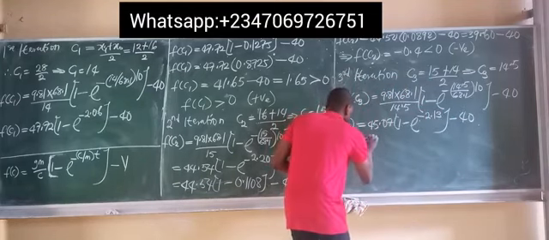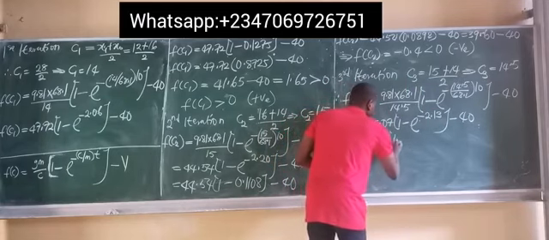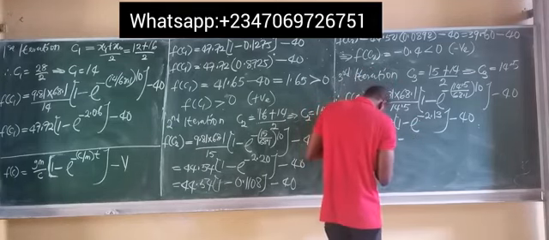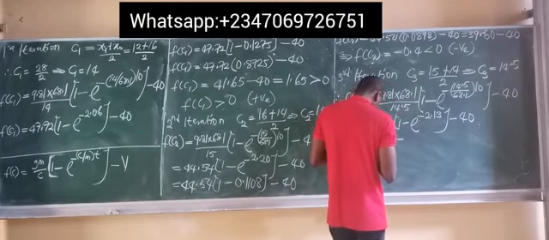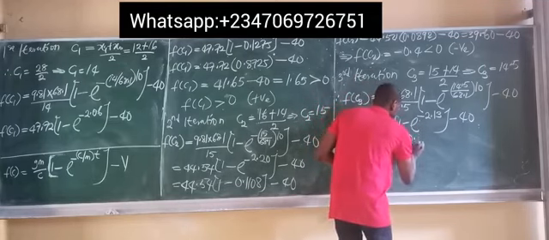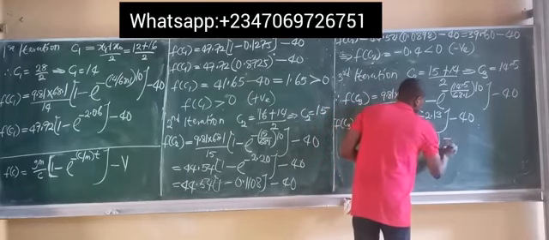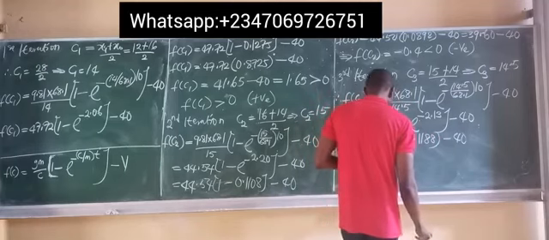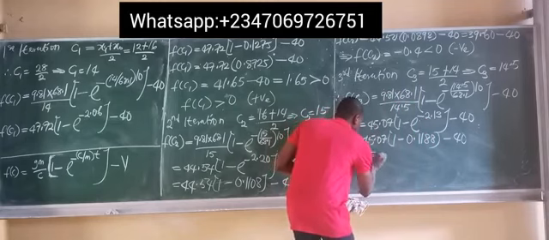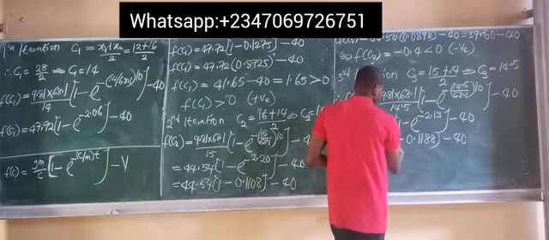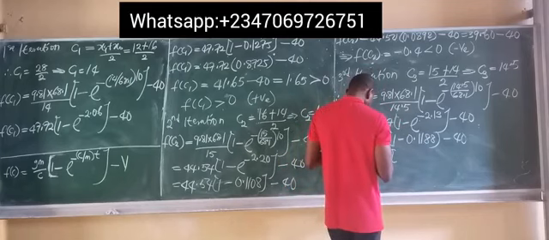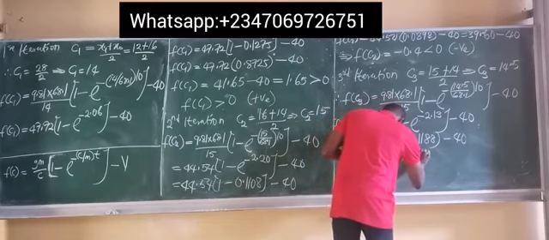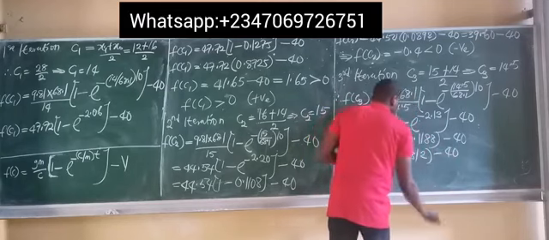So this is equal to 45.07 into 1 minus. So we'll compute exponential minus 2.13 from our calculator. Exponential minus 2.13 gives us 0.1188, minus 40. So this is equal to 45.07 into, so let's compute 1 minus 0.1188. That gives us 0.8812. Not forgetting minus 40.